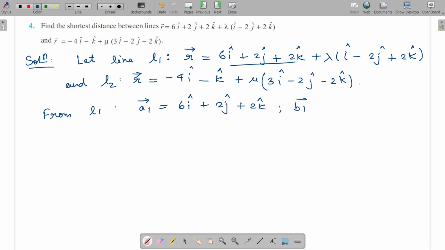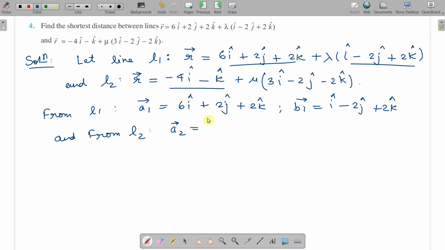And b1 bar is equal to this vector, so i cap minus 2 j cap plus 2 k cap, right? And from L2 what we get is a2 and b2. So a2 is nothing but this vector here, that is minus 4 i cap plus 0 j cap, we can write because there is no j cap term, minus k cap, and b2 bar is this vector, so 3 i cap minus 2 j cap minus 2 k cap, right?